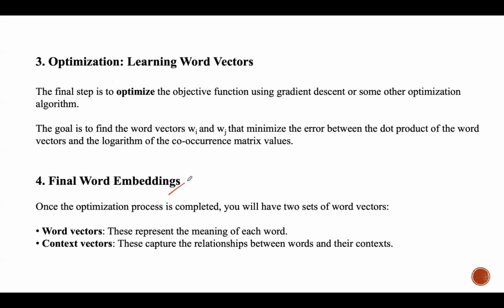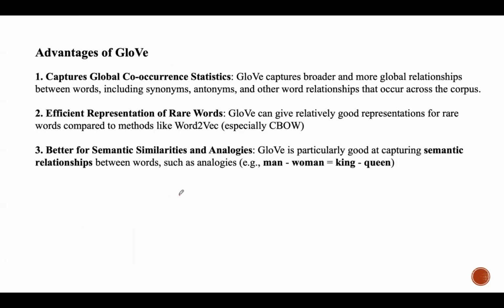And step 4 is the final word embedding. So once the optimization is done, you will have two sets of word vectors. One is the word vector and the second one is the context vector. The word vector represents the meaning of each word, whereas the context vector captures the relationship between the words and their contexts. Coming to the advantages of GloVe, the first one is that it captures global co-occurrence statistics.